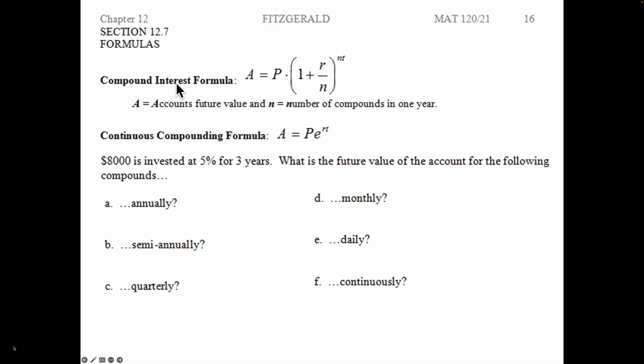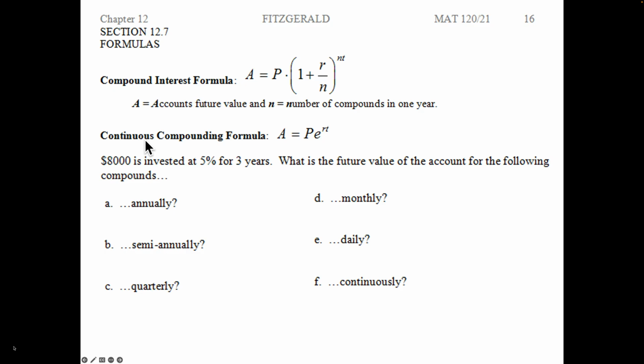is compounding interest with the number of compounds. So, to define this, A is the amount in your account, N is the number of compounds, P is the principal in your account, that's like your beginning balance, and R is going to be your rate, but it has to be given as a decimal. So if you're given a percent of 4%, you have to change it to 0.04.